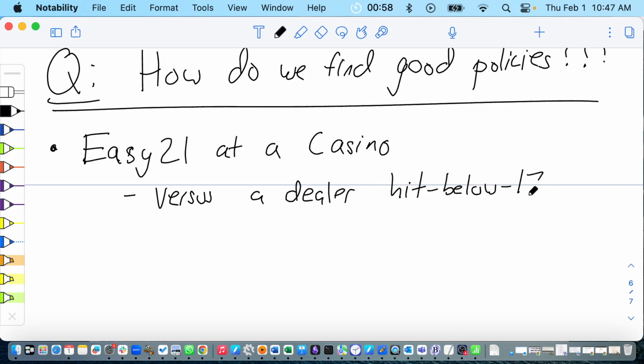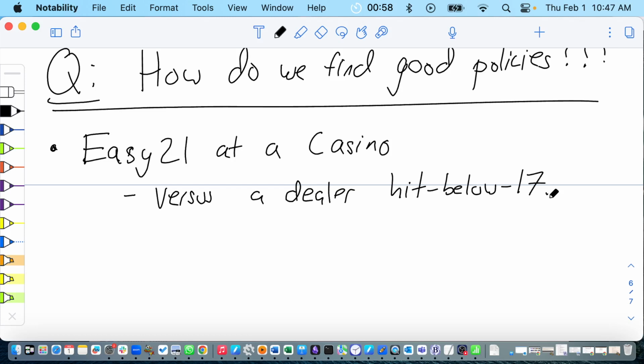17 strategy. So the way it's going to work is you're going to walk into the casino. Okay, it's not a real casino, but at the casino, you'll be dealt a card. The dealer will be dealt a card. You will choose to hit or stay until you want to stop. The dealer will play the hit below 17 strategy, and whoever has a higher hand will win, right?